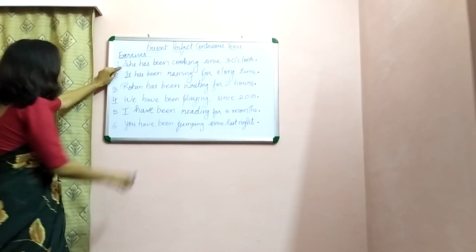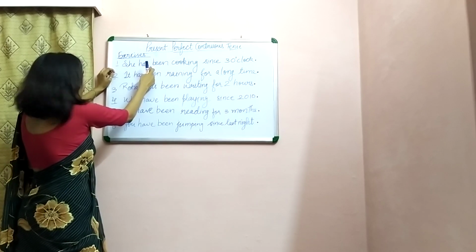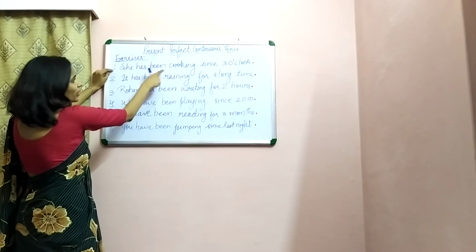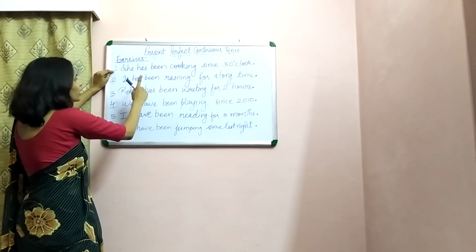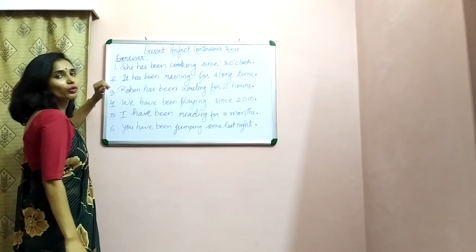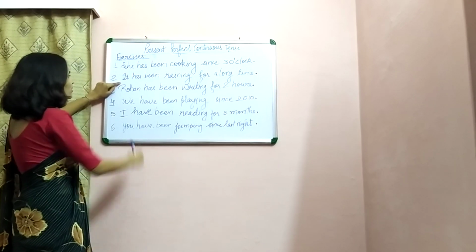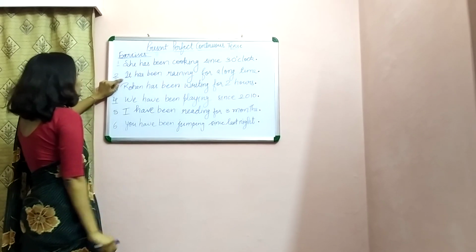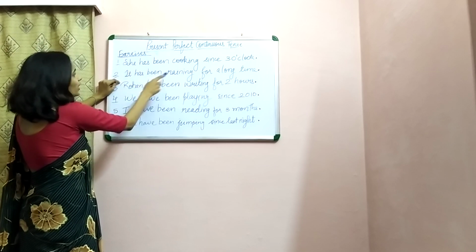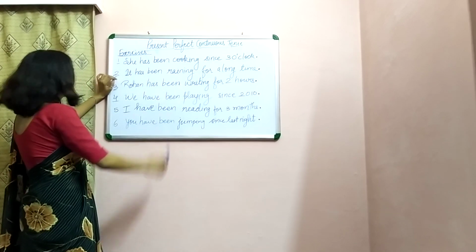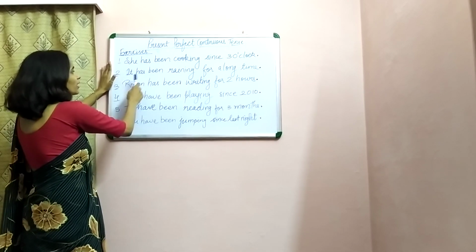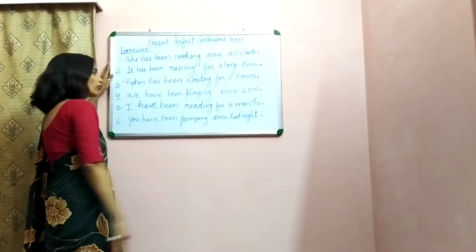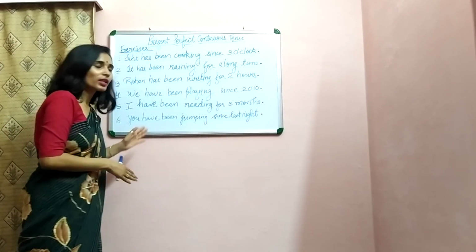For the first, negative will be she has, here you have to add not. She has not been cooking since 3 o'clock. Interrogative will be, has she been cooking since 3 o'clock? Interrogative negative will be, has she not been cooking since 3 o'clock? For the next sentence, the negative will be, it has not been raining for a long time. Interrogative will be, has it been raining for a long time? Then interrogative negative will be, has it not been raining for a long time? These 4 I want you to solve.